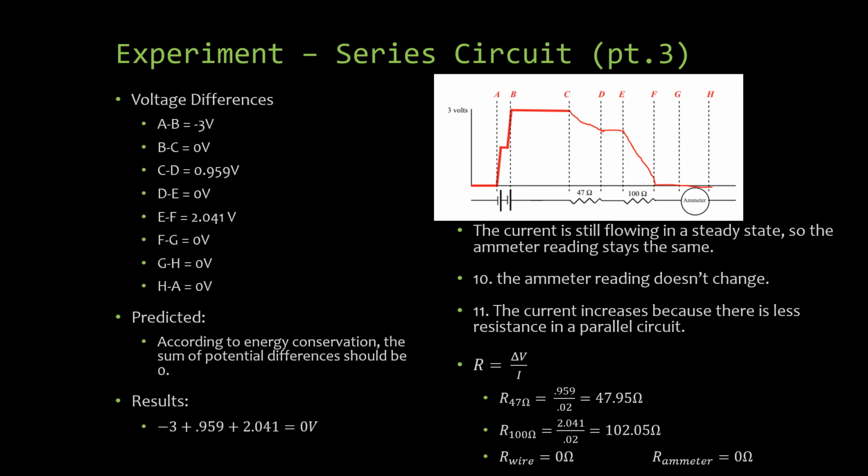When you attach the voltmeter, the current is still flowing in a steady state, so the ammeter reading stays the same. When you connect the voltmeter across the 100 ohm resistor, the ammeter reading doesn't change. When you put the ammeter parallel to the 100 ohm resistor, the current increases because there's less resistance in a parallel circuit. Then I found the resistance for the different points, for the different resistors using Ohm's law.